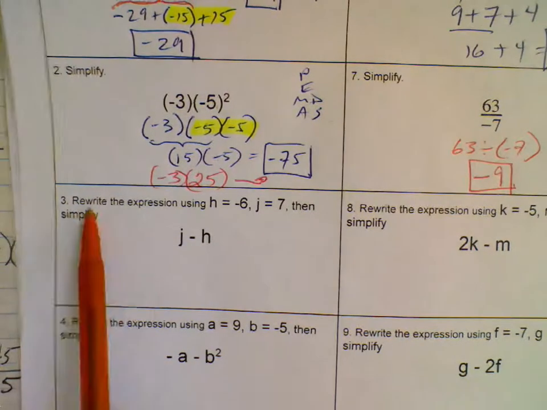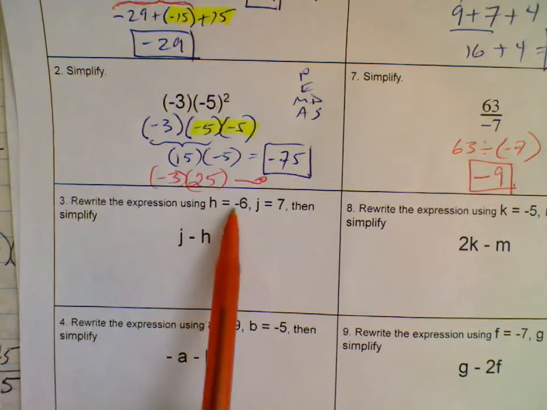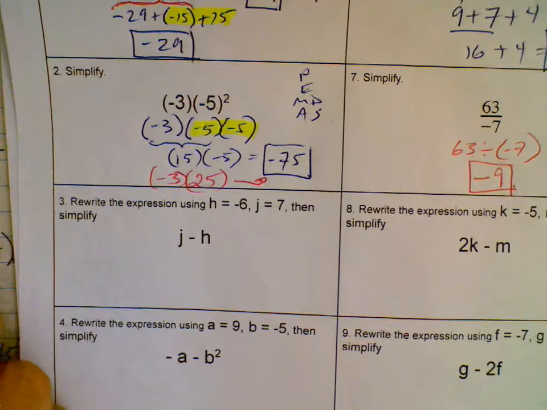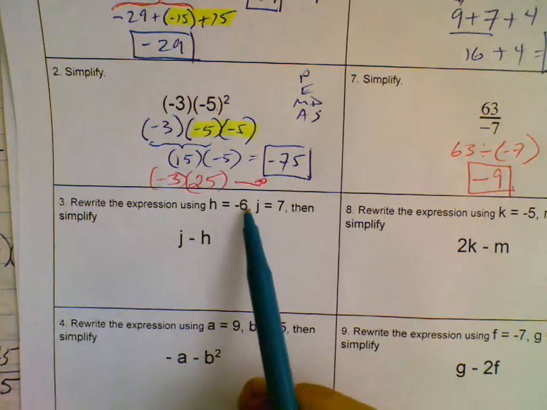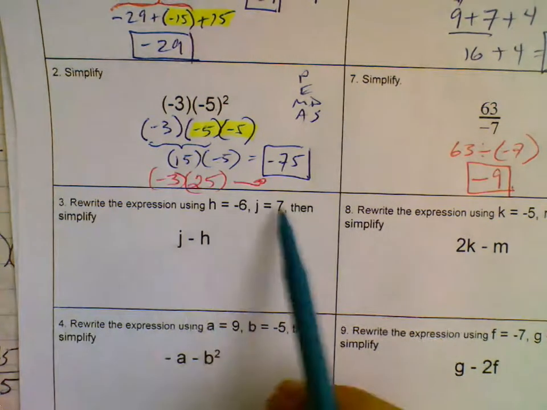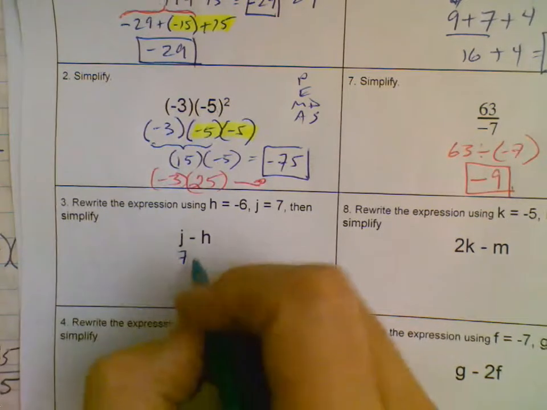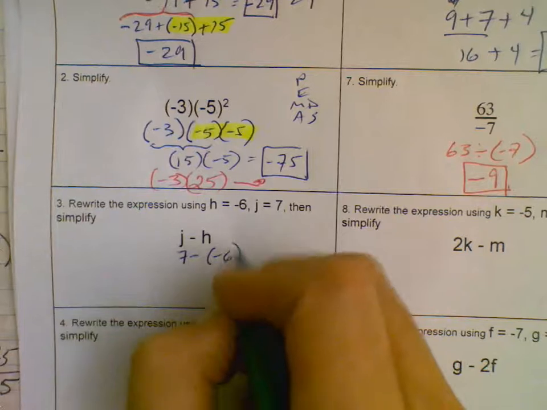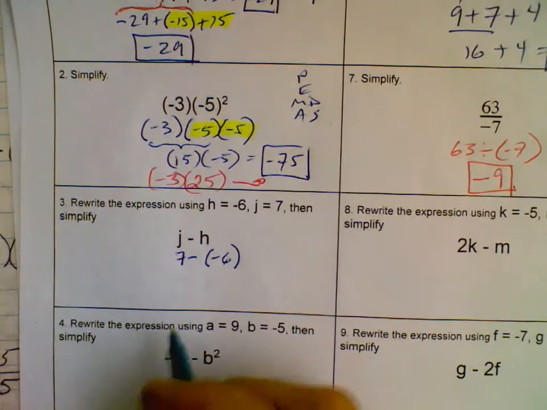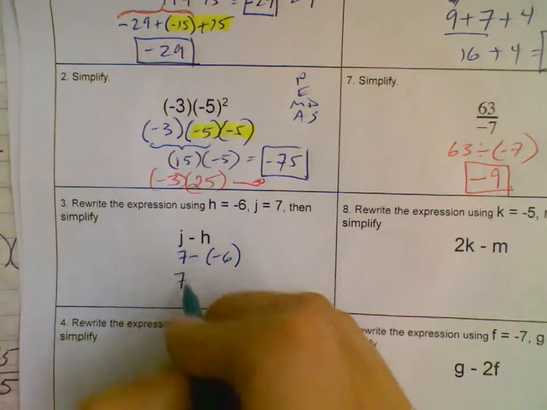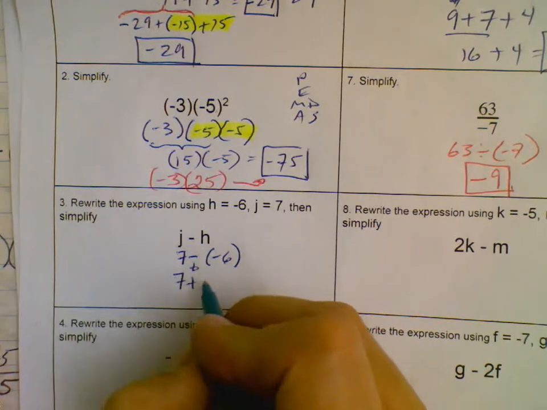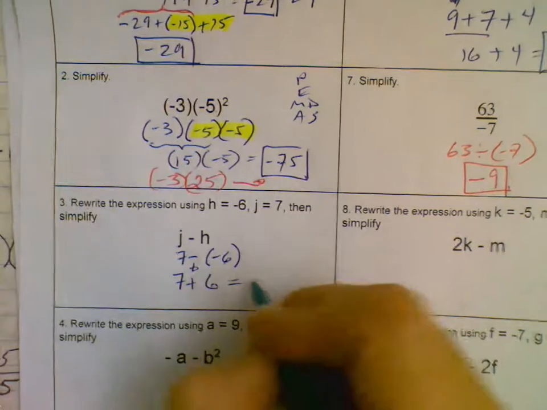So here it says rewrite the expression using h equals negative 6 and j equals 7, then simplify. So the first thing I have to do is plug in for my variables. So j is worth 7 minus h is worth negative 6. So if I use my definition again, subtraction is adding opposites. So 7 plus, what's the opposite of negative 6? Positive 6. 7 plus 6, 13.